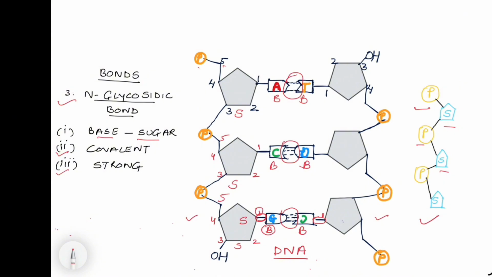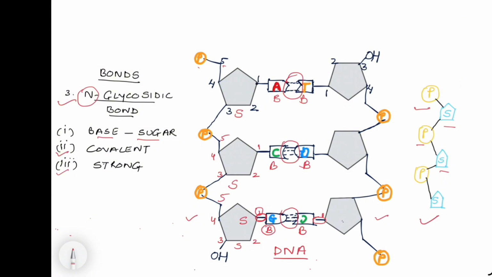It is called N-glycosidic bond because of the presence of nitrogen in the base. So, the nitrogen in the base connects the sugar, the deoxyribose sugar of the strand. So, that is why it is called N-glycosidic bond, because N stands for nitrogen of the base which connects with the carbon of the sugar. So, these are 3 types of bonds.